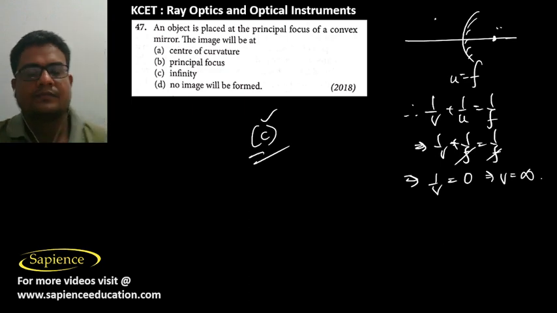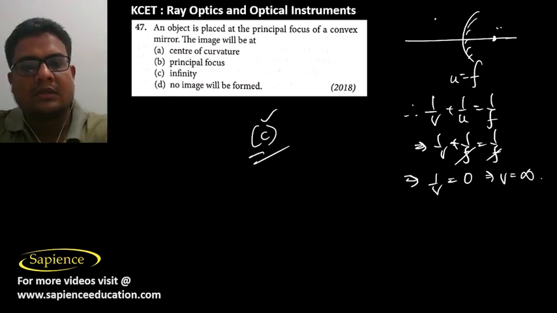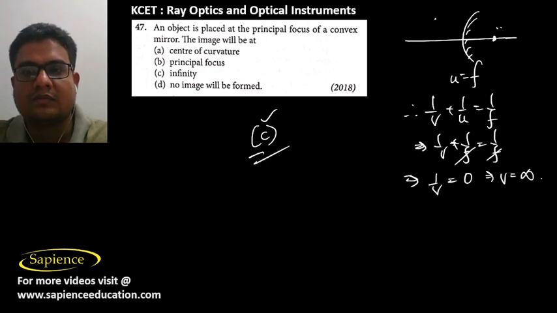Okay, so here we shall end the third part of this video on ray optics and optical instruments, which is based on the previous year's KCET exams. So hope all of you have understood all the steps of the solutions of these 47 questions which you had solved in these first 3 parts.